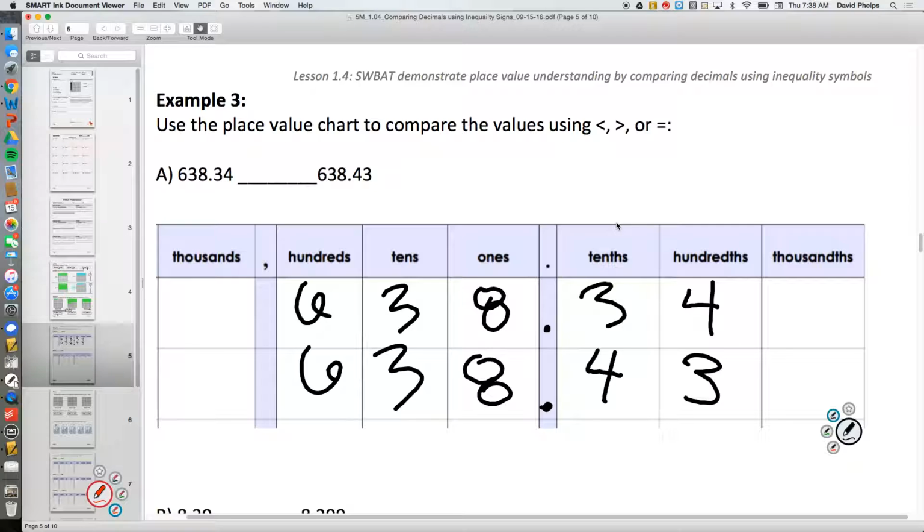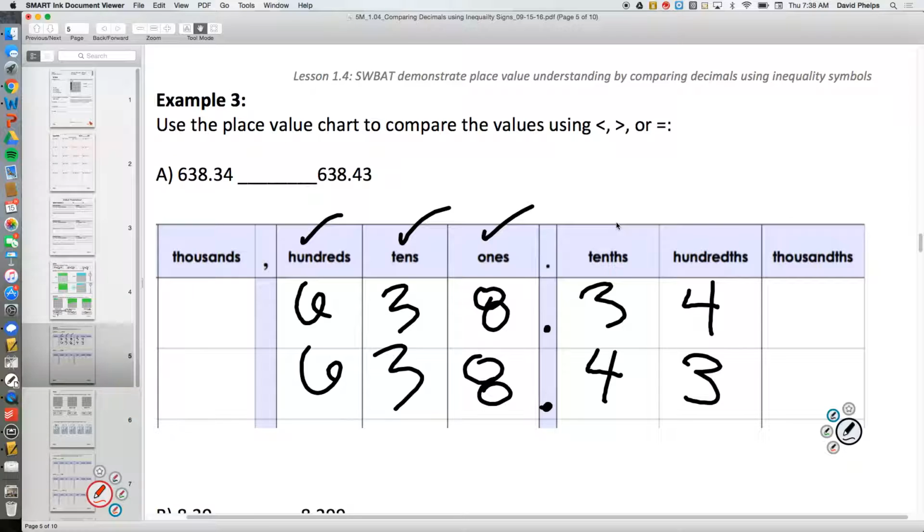So, well, we've got something in the hundreds place, but they're the same. So give them a check if they're the same. In the tens place, both of them have 3s, put a check mark. In the ones place, they both have 8s, checkity check. Then they both have decimal points, don't care about that. Tenths place, oh, here we go.